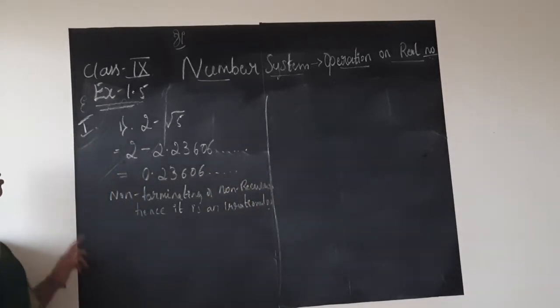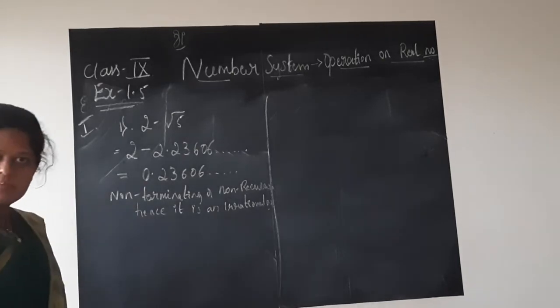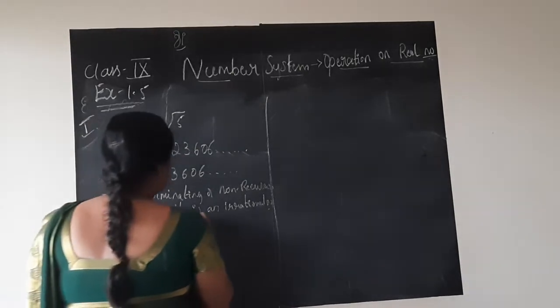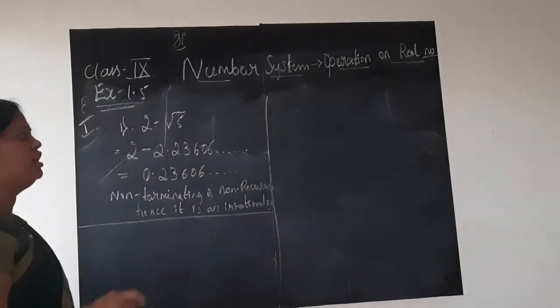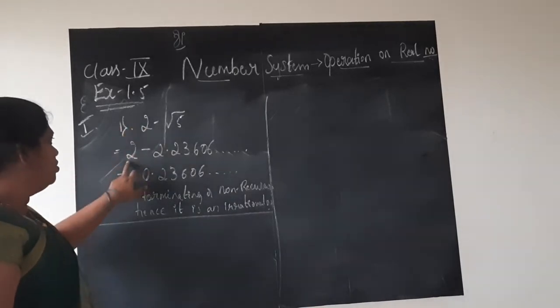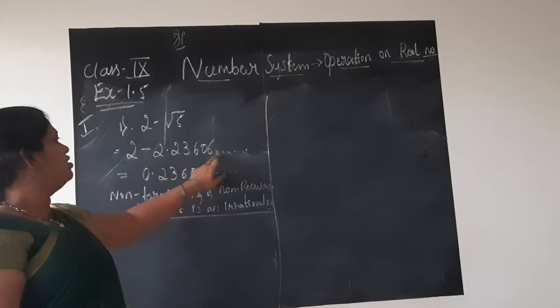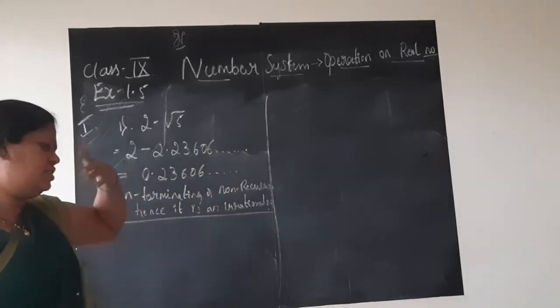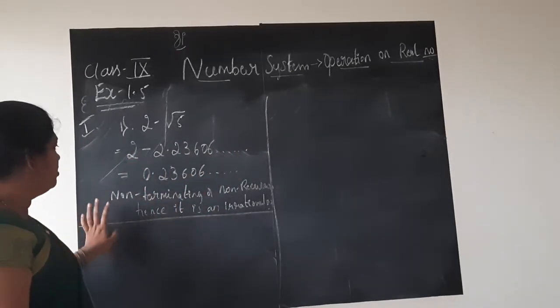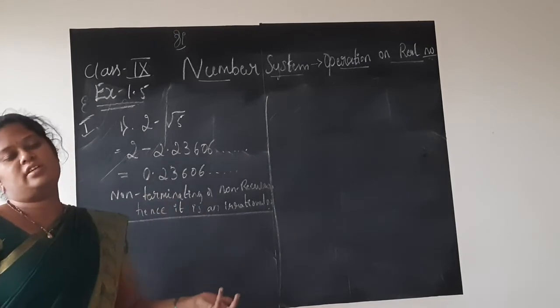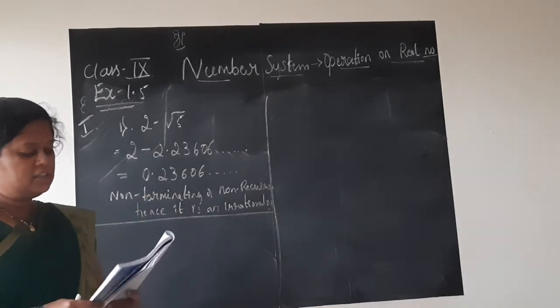Like this, you should write for all the 5 problems. I will write only for one; you should write for the remaining 4. What we did is keep 2 as it is and find out the square root of 5. It is 2.236, and some other digits will come. It is non-recurring and non-terminating, which means it is an irrational number. That's it.